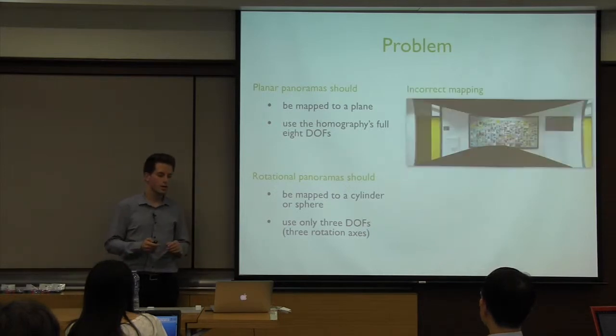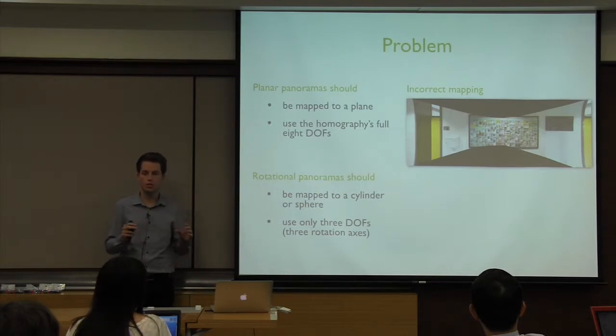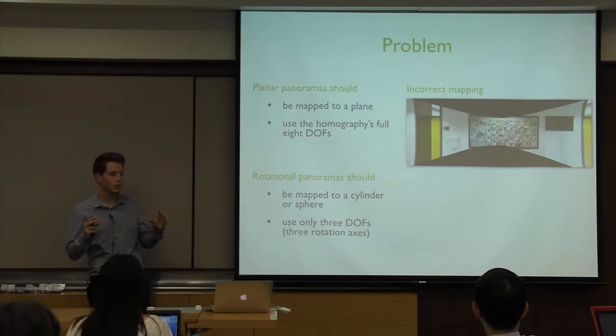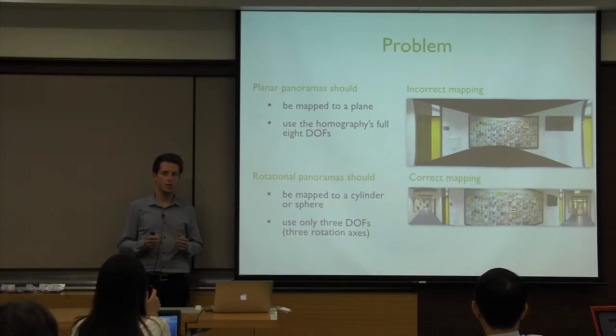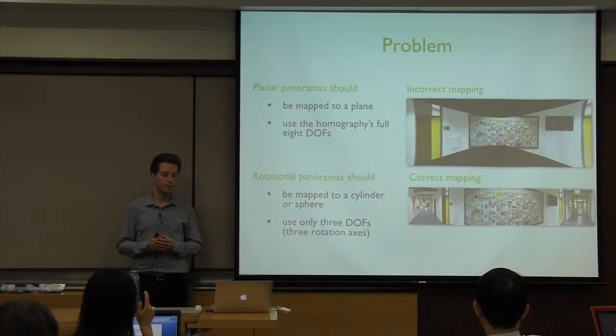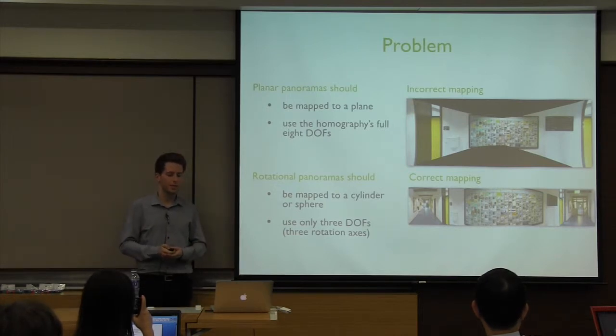We will see here, for example, this is a rotational panorama which was mapped onto a planar surface. So there are some strong distortions. We can't even fit the whole panorama onto our mapping surface. So this just doesn't look right. On the other hand, this would be the correct mapping, which is a cylindrical surface. It just looks better to the user. That is what the user would expect.